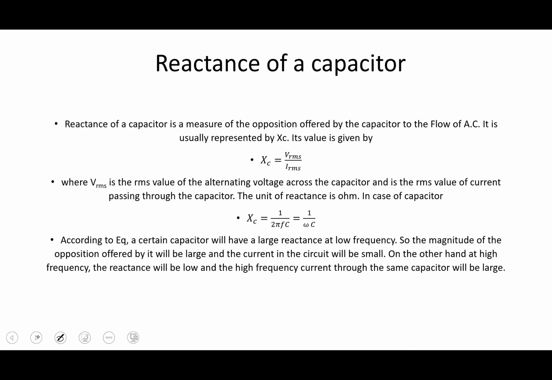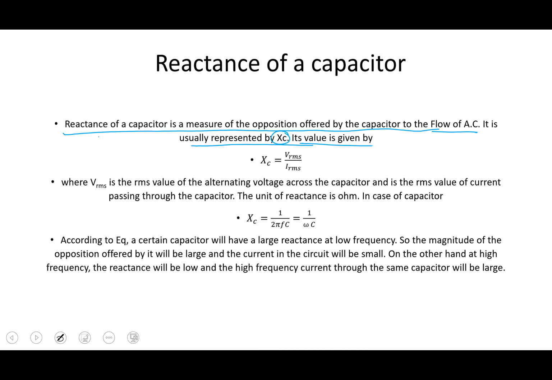Now, reactance of a capacitor. Reactance of a capacitor is a measure of opposition offered by a capacitor to the flow of AC. That means current basically passes through the capacitor, so some part of the charge is being stopped or stored by the capacitor. That is why we say that it is the reactance, or the opposition, of the capacitor. It is usually represented by XC.